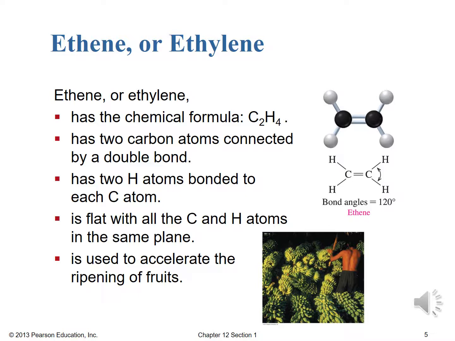One application of ethene is to accelerate the ripening of fruits. It's a strange molecule for fruit ripening, but that's what the fruits naturally release and ripen with, so we can use that artificially by increasing the amount of ethene in the atmosphere around the fruit and cause faster ripening.